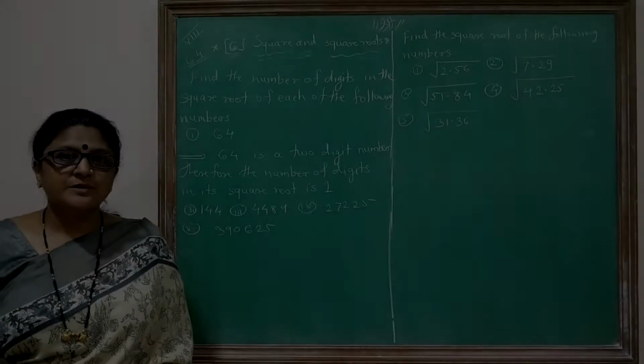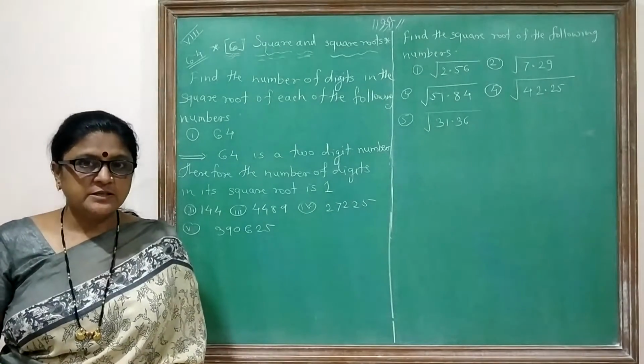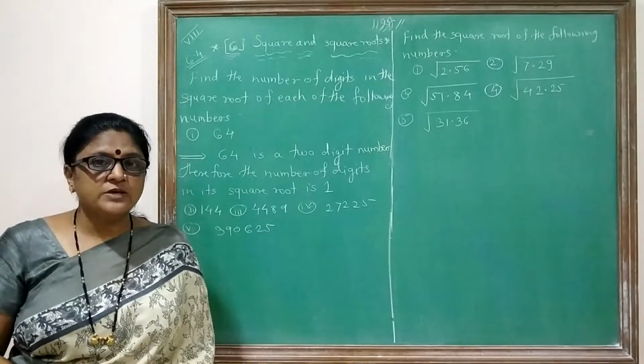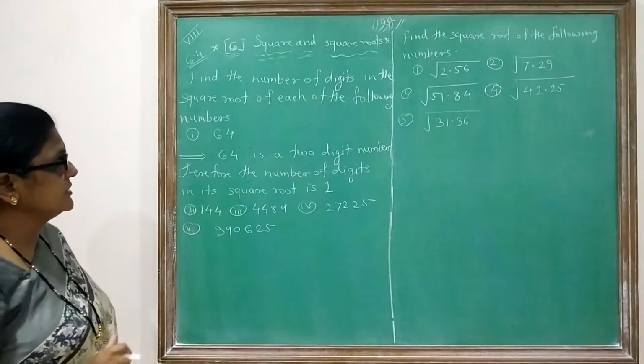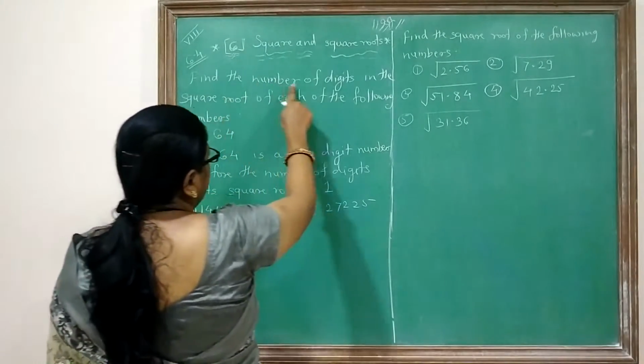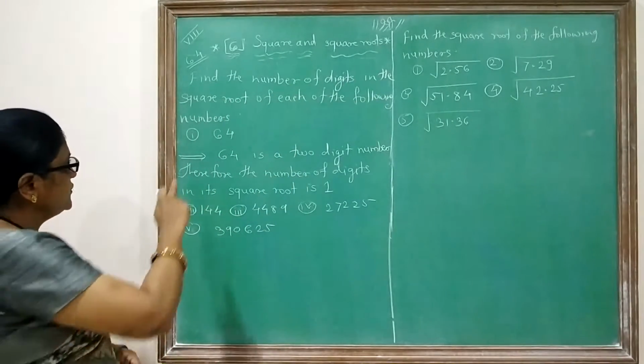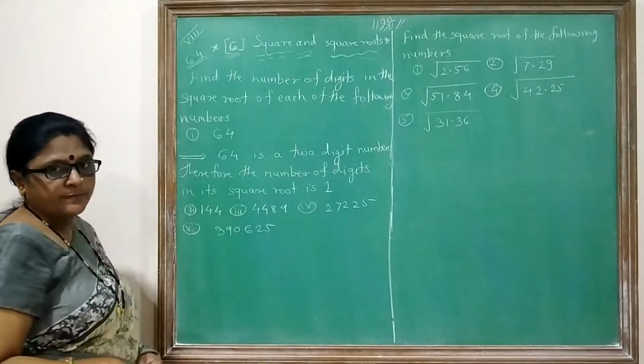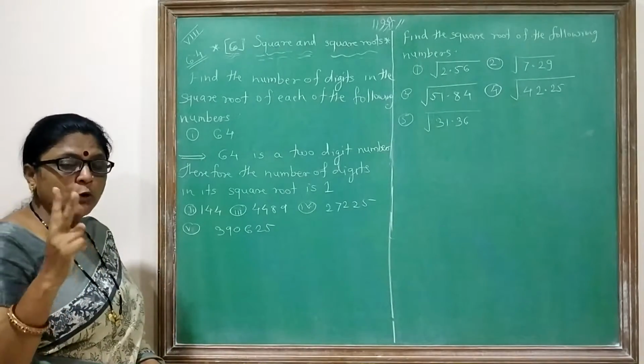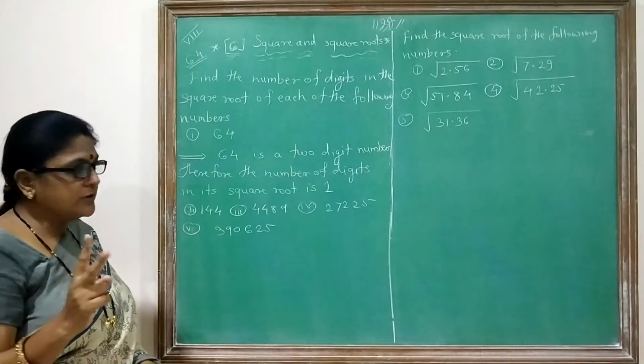Hello students, in the previous lecture we have seen the division method, and in this lecture we are going to see your next question, that is, find the number of digits in the square root of each of the following numbers. Your first number is 64, and 64 is a two-digit number.